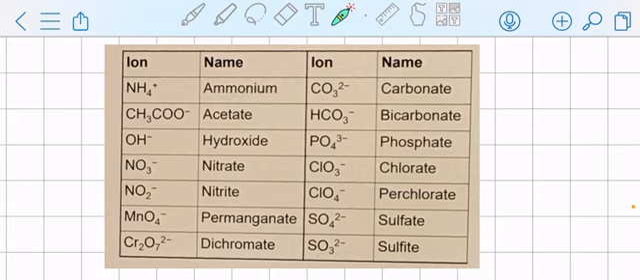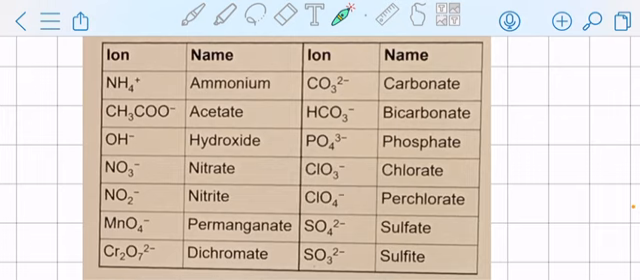Cr2O7 2- is dichromate, carbonate is CO3 2-, HCO3- is bicarbonate, PO4 3- is phosphate, and chlorate is ClO3-. ClO4- is perchlorate, SO4 2- is sulfate, and SO3 2- is sulfite. A good way to remember these is by knowing that "ate" here is 4 and "ite" here is 3. Again, with permanganate, there's 4 oxygens, so anything with "ate" can be remembered as 4.